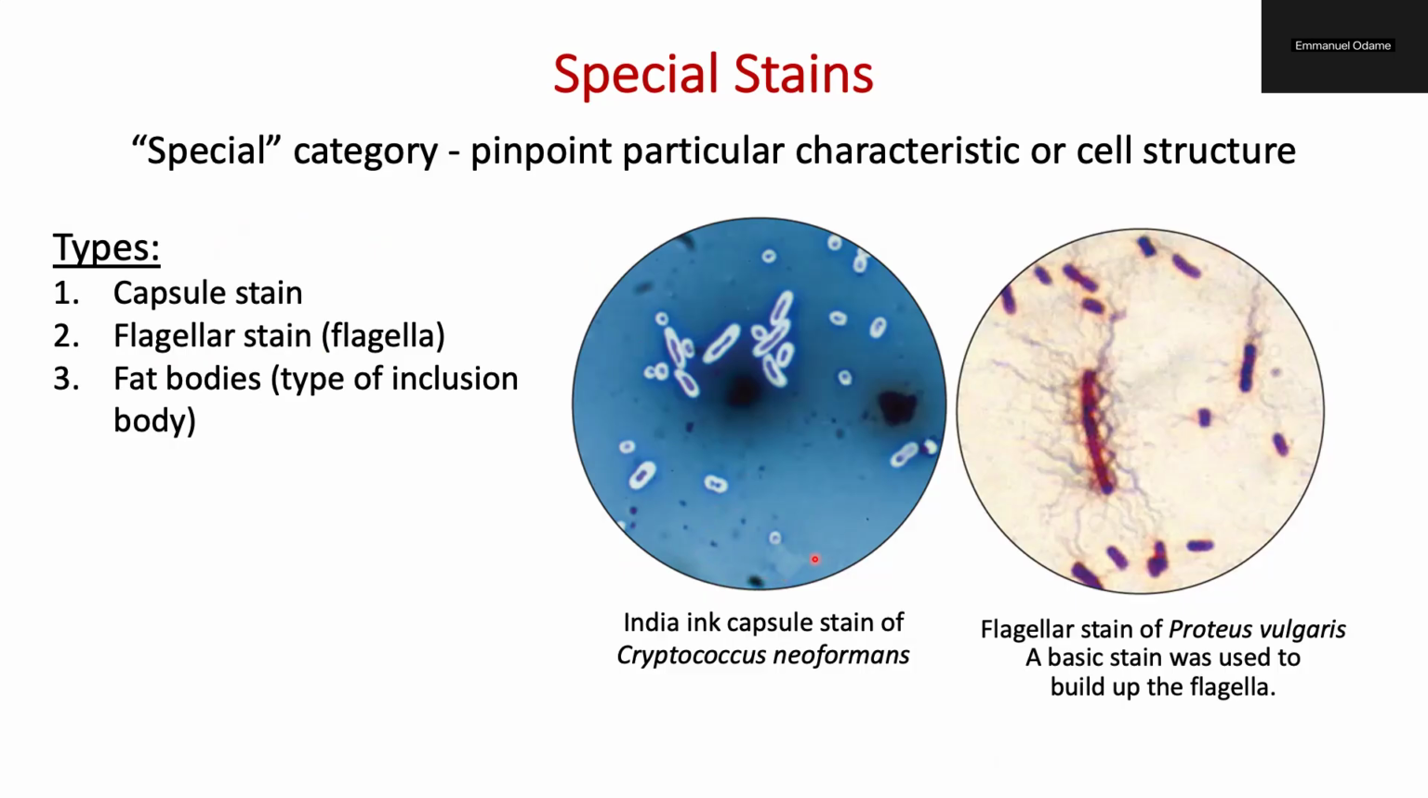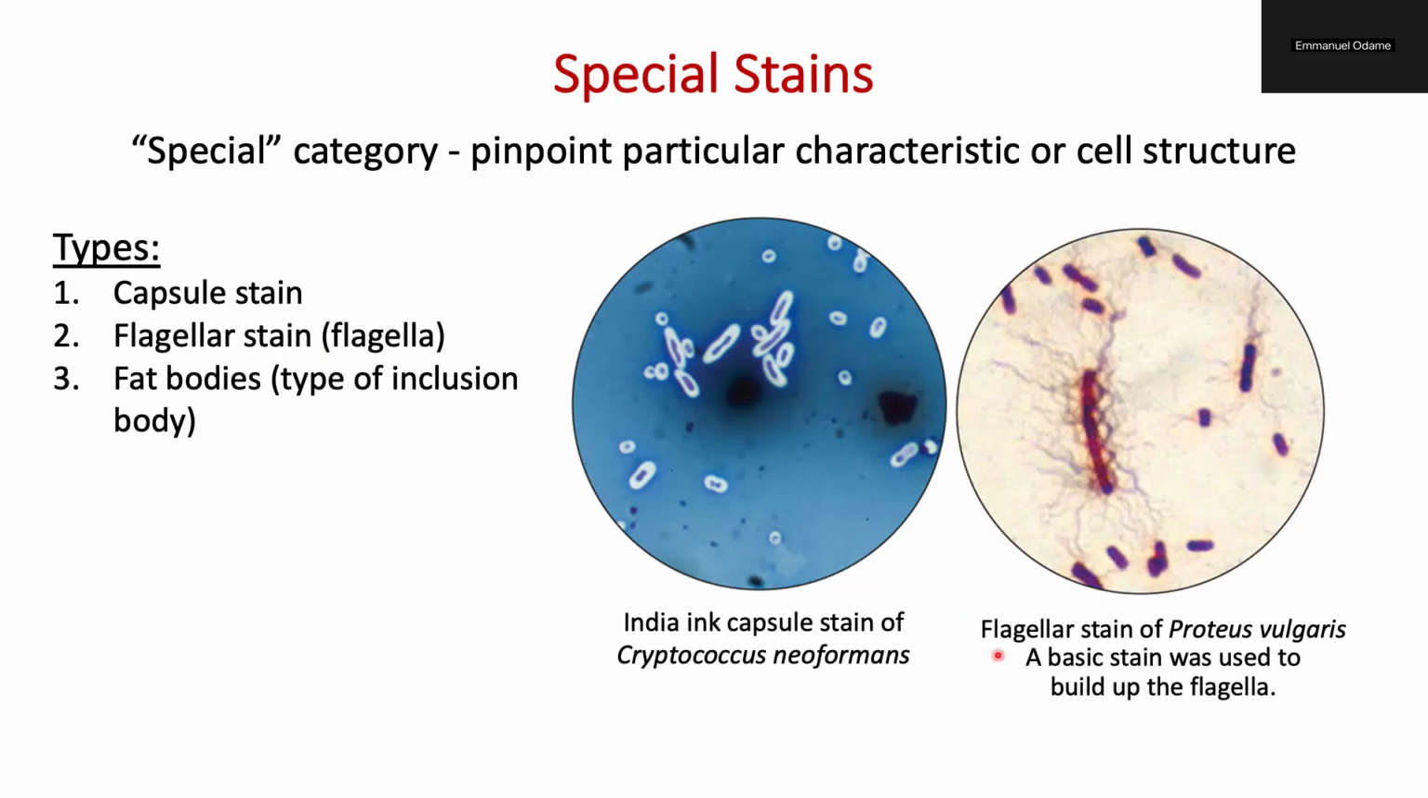And this is used for staining Cryptococcus neoformans. As we can see, it's basically staining the whole capsule of the organism, and you can see it's just highlighting the outline of the cell from here.